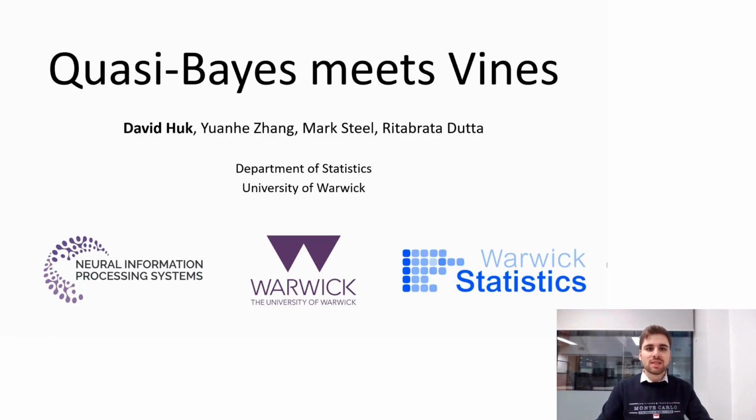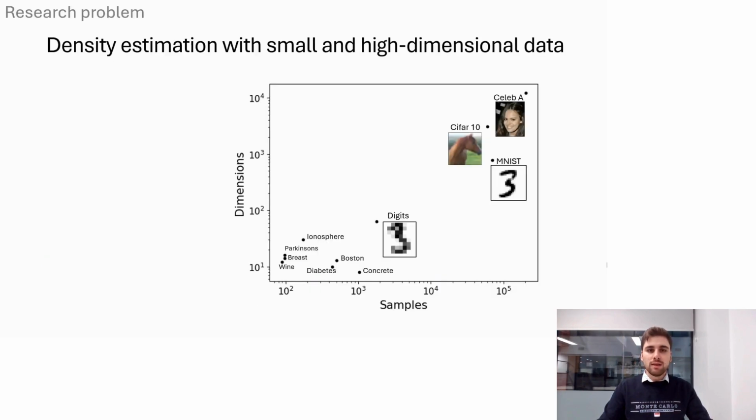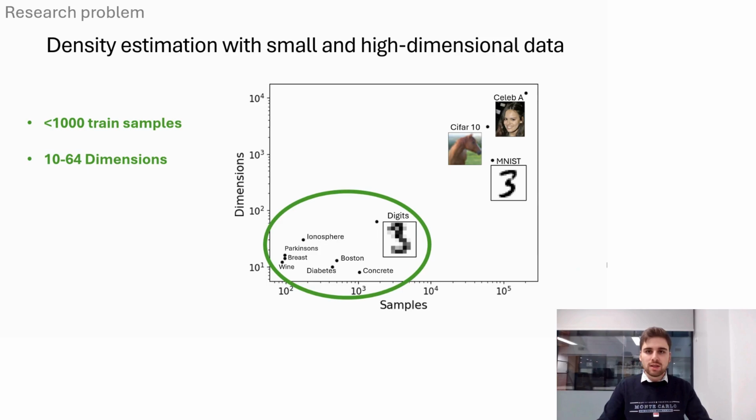Hi, my name is David Huck, and I'm excited to share our NeurIPS 24 paper titled Quasi-Bayes meets Vines. In this work, we tackle the problem of density estimation with small and high-dimensional data. In particular, we focus on datasets with less than 1,000 training data but dimensions as high as 64. And our goal is to derive a model with an analytical density function that is able to generate samples.